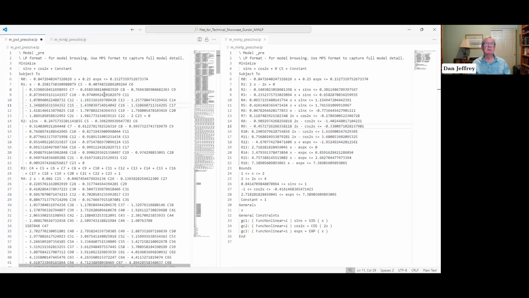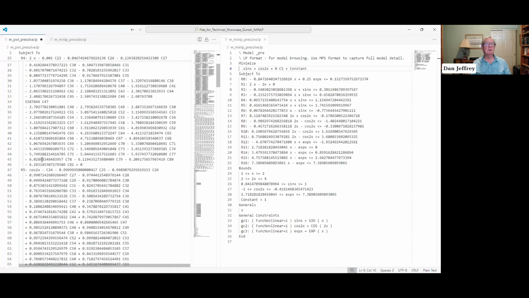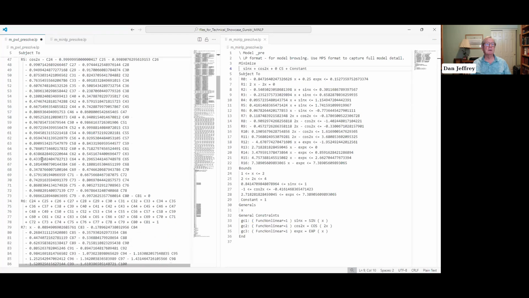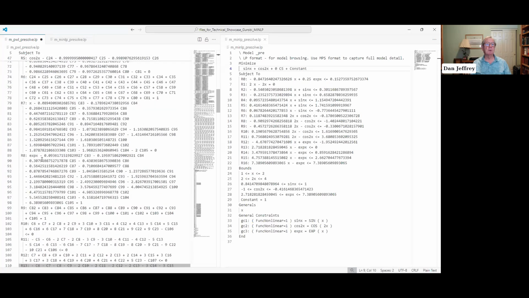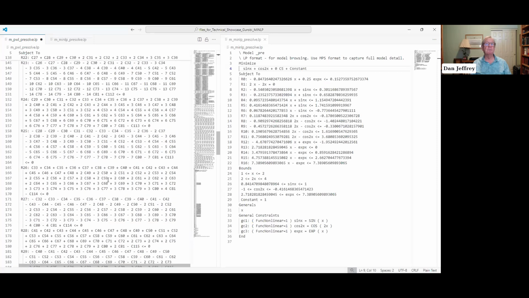So on the left, I know this is very small type, but it'll still get the point across, I believe. On the left, we have the piecewise linear version of the model. We can see the actual function here for the objective function. We have all of these piecewise terms, and the one thing to notice is they're all linear. They're just regular linear expressions, and it goes on and on and on, lots of them.